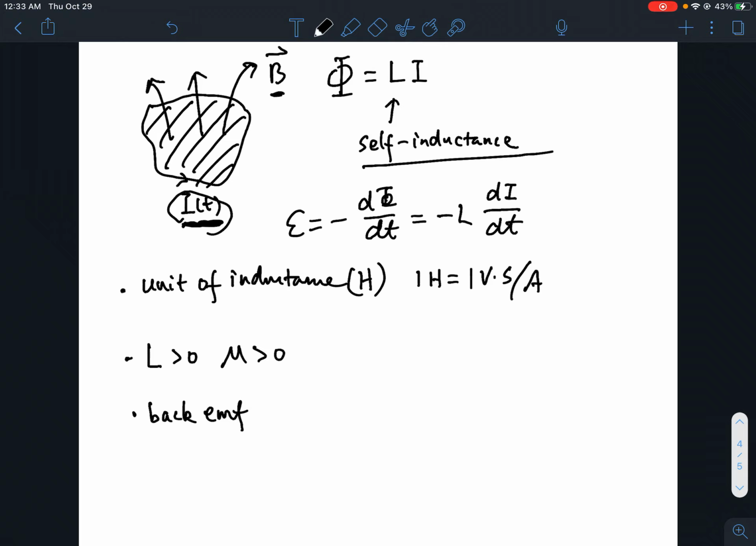And you can also see that inductance is, as I said, a very interesting thing. It plays the same sort of role as mass does in a mechanical system. The larger the value of L, the harder it is to change the current, just like if a particle is massive, it's harder to stop it.